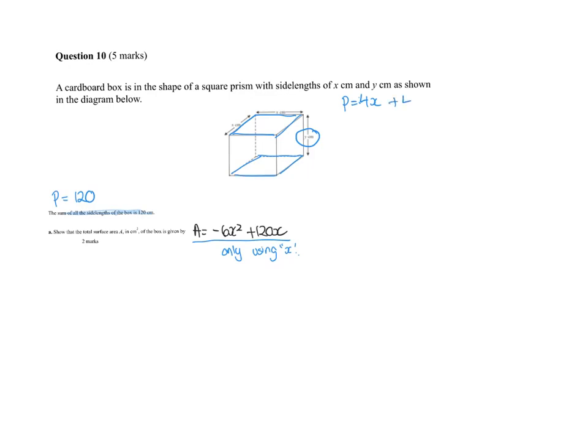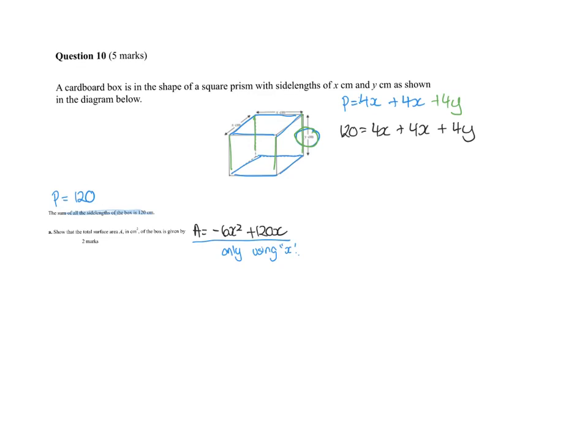So plus another 4 x's, all those sides. And then you've got this y, and you've got 1, 2, 3, 4. So I've got plus 4y. Now, I know that that's 120. They said when you add all those side bits up, it ends up being 120.